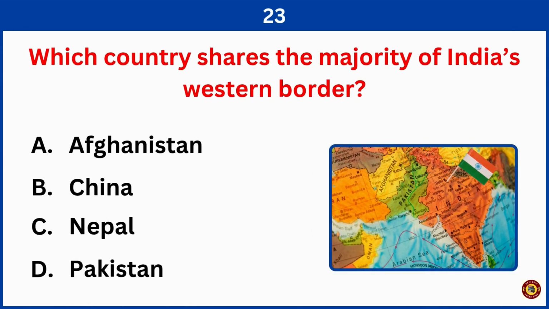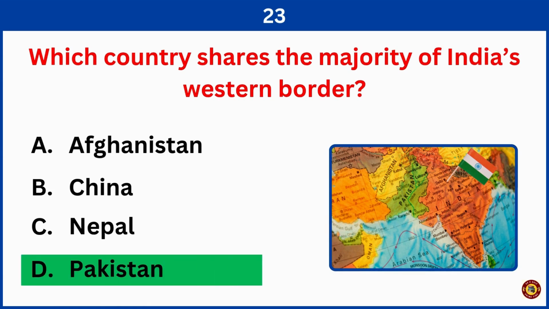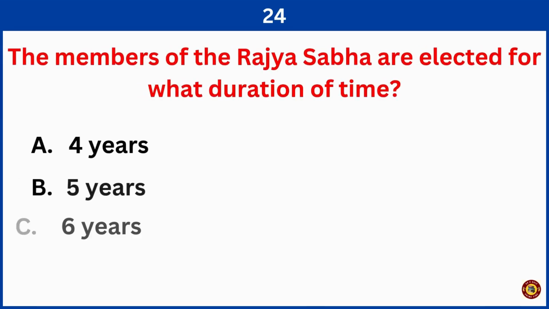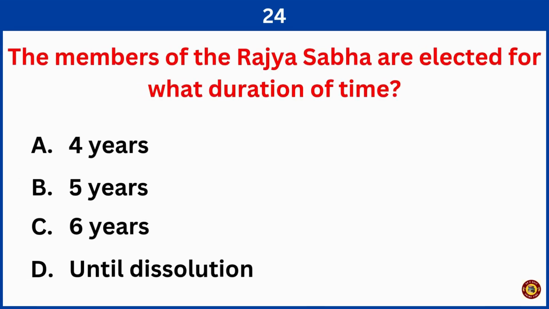Which country shares the majority of India's western border? Right answer is option D, Pakistan. The members of the Rajya Sabha are elected for what duration of time? Right answer is option C, 6 years.